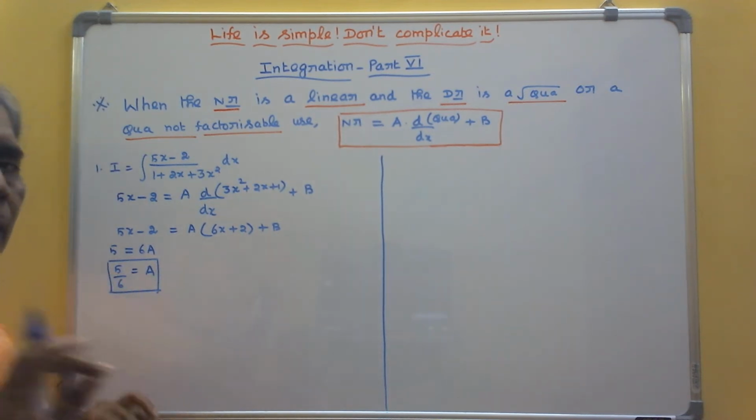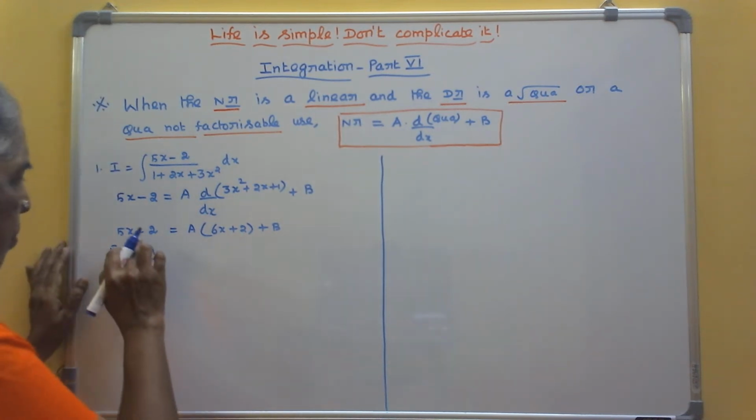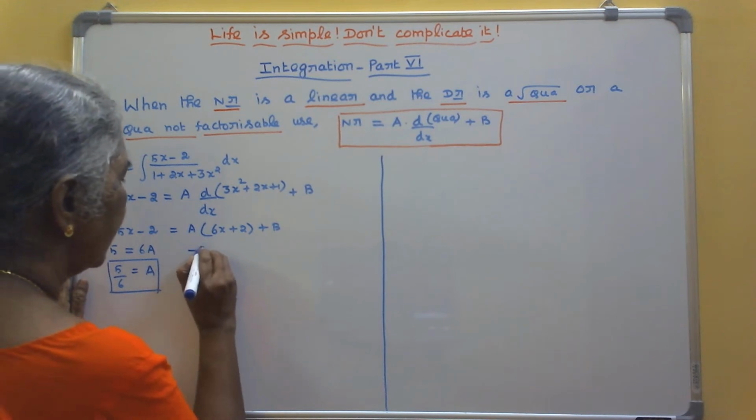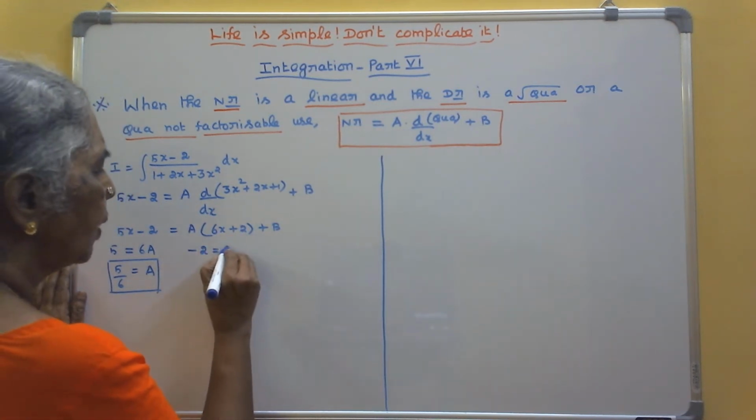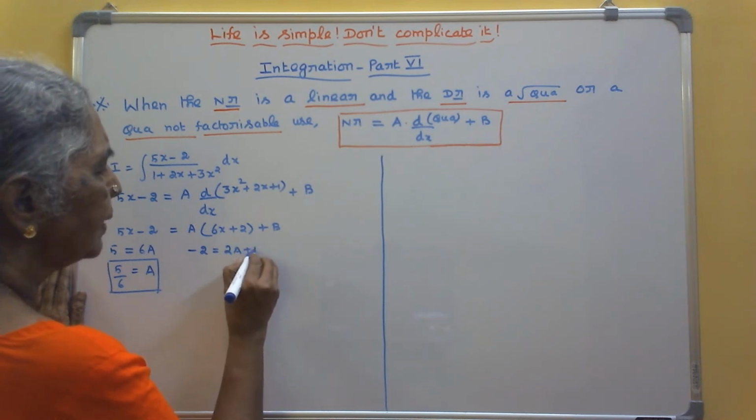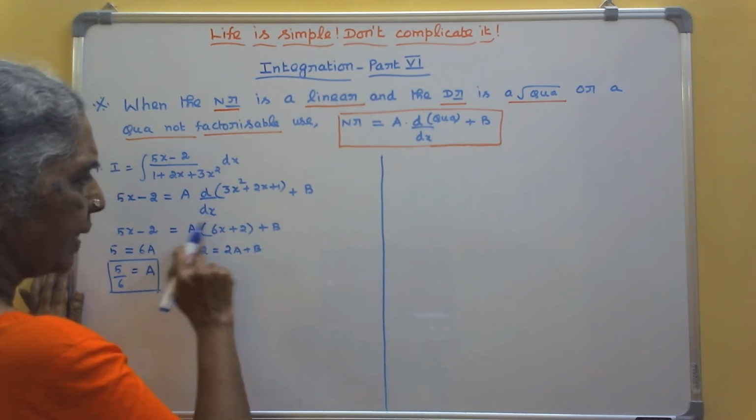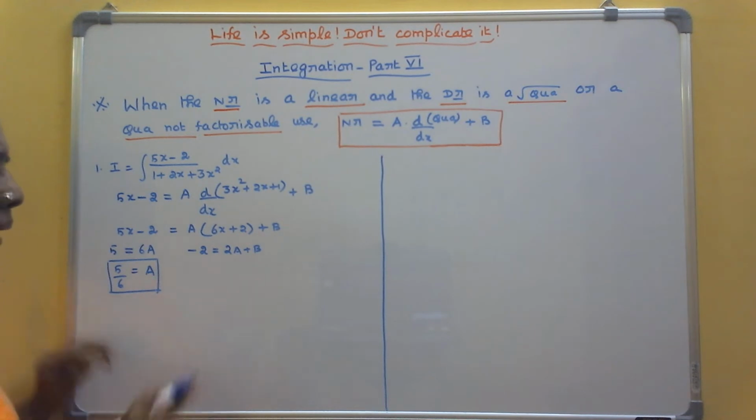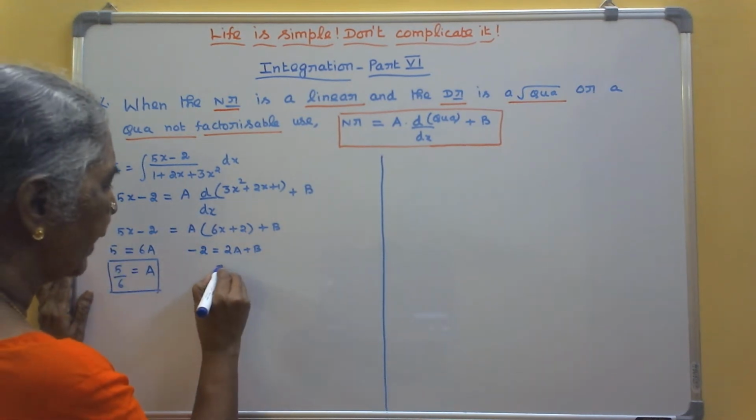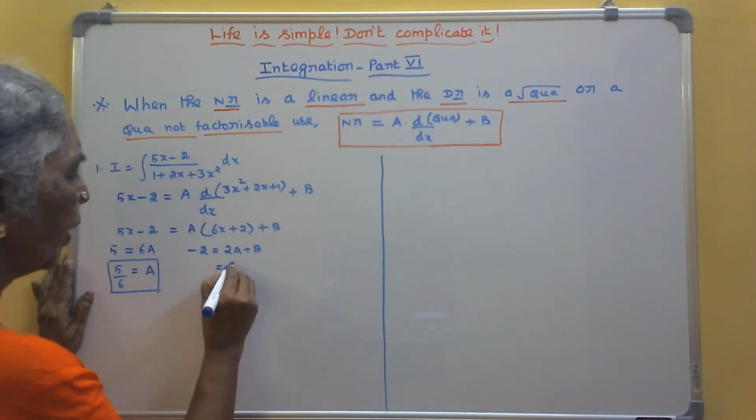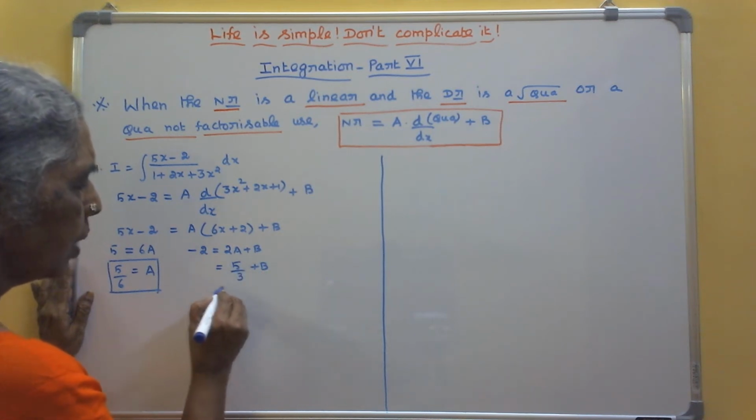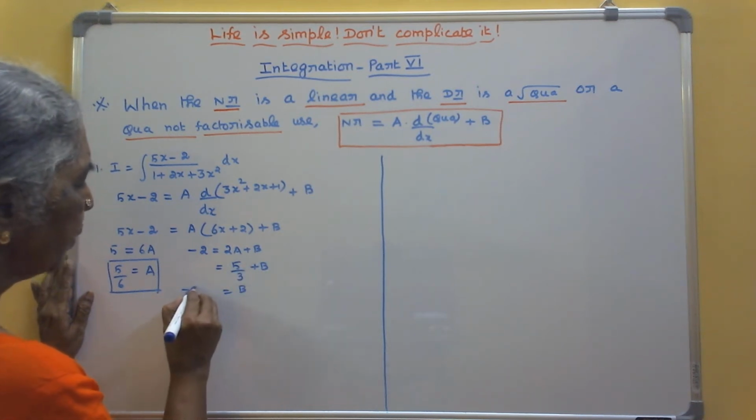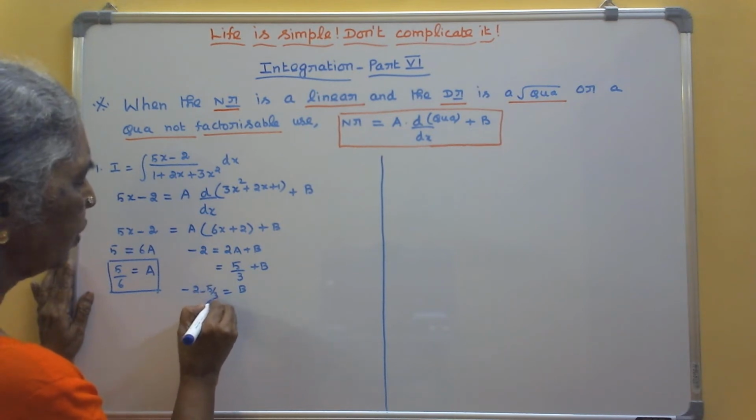Then, I will now equate the constant terms. The left hand side, the constant is minus 2. The right hand side, I will get 2a plus b. Do you follow? 2a is a constant plus b. Now, a I know it is 5 by 6. So, 2 into 5 by 6 will give me 5 by 3 plus b. So, my b will be minus 2 minus 5 by 3.